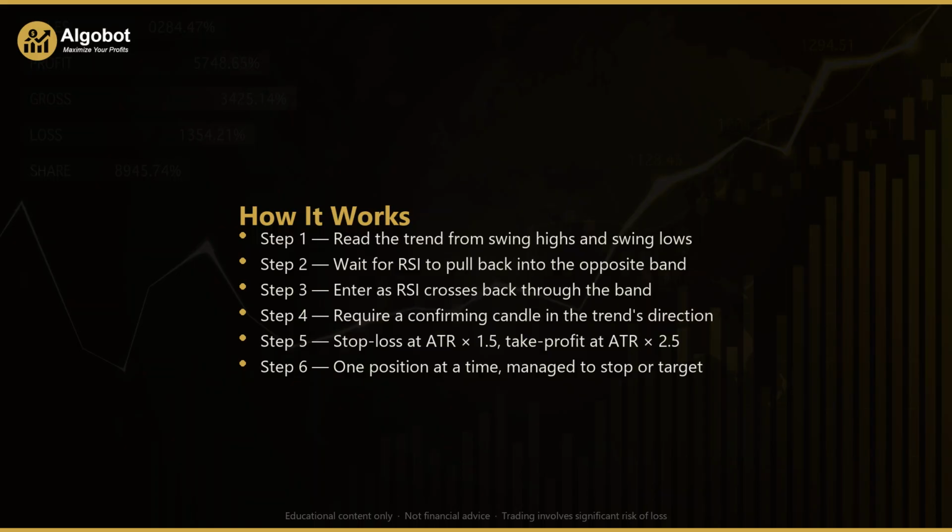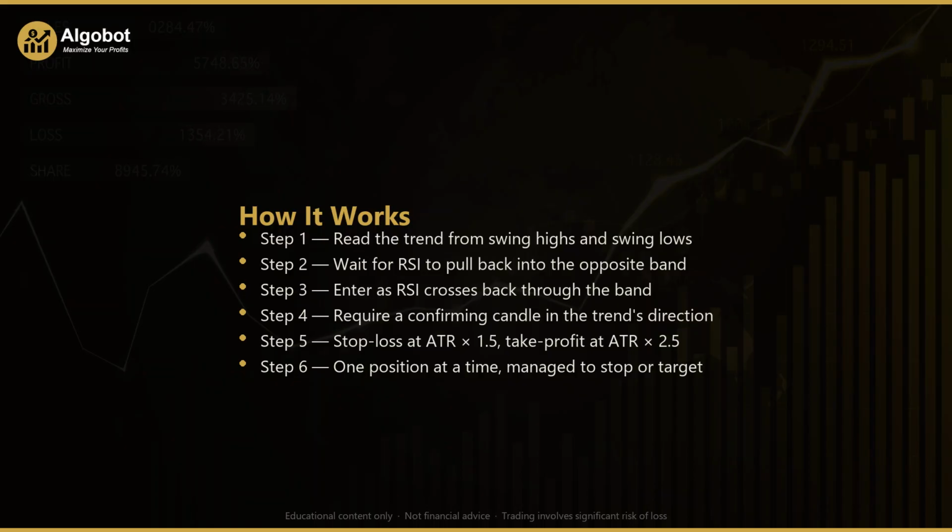The short side is the exact mirror. The market must be in a downtrend. RSI must have popped above the upper band, and then rolled back down to or below it, showing momentum fading. And the closing candle must be bearish. When those align, the strategy signals a sell.